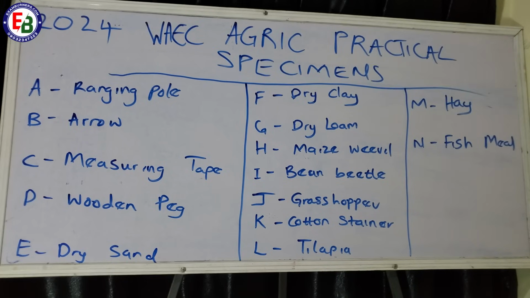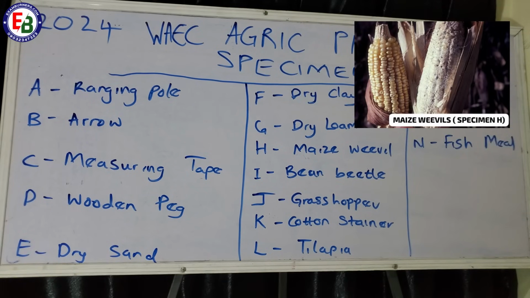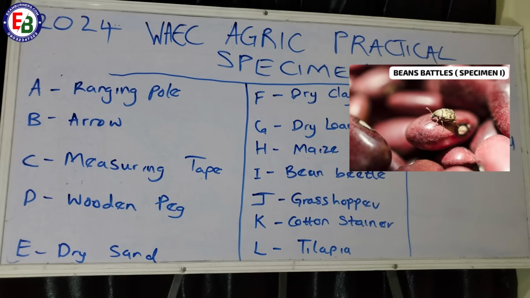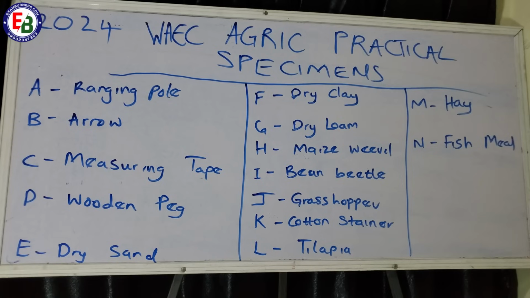So let's take specimen HIJ into consideration. A common economic importance of all of them is food shortage, due to destruction of the food which they attack. Specimen H attacks maize, so food shortage due to destruction of what? Of maize grain. Specimen I attacks beans, food shortage due to destruction of what? Of bean seeds.